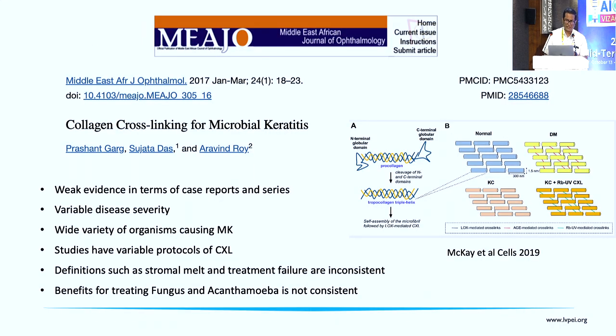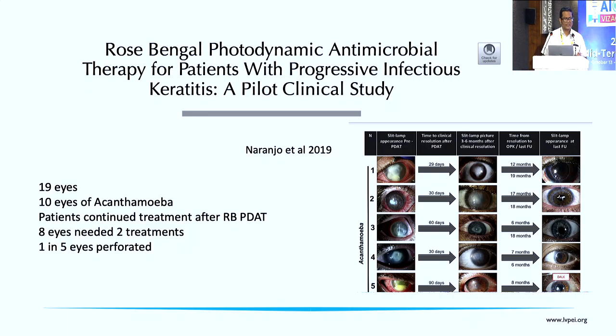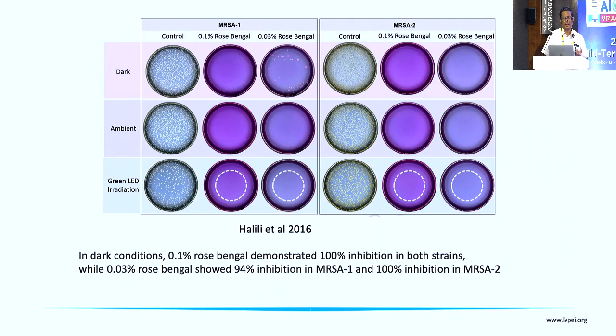So I'll just give you an overview of what are the strategies that we have evolved. The second is the collagen cross-linking. Now, very good studies have found that collagen cross-linking is not very effective, especially so in the setting of fungal keratitis. What's interesting is the rose bengal. The rose bengal is showing a lot of promise, rose bengal photodynamic therapy.